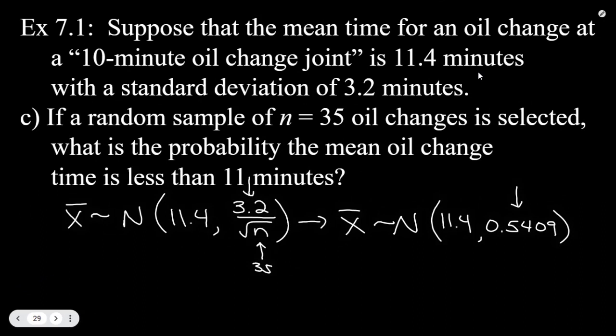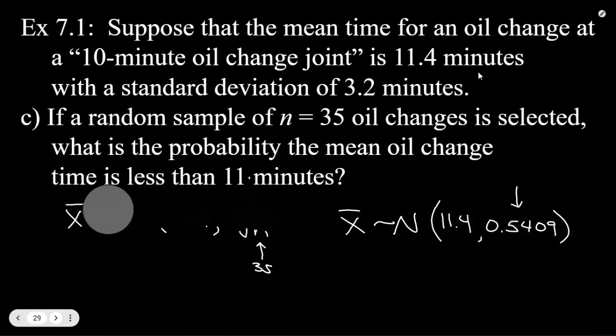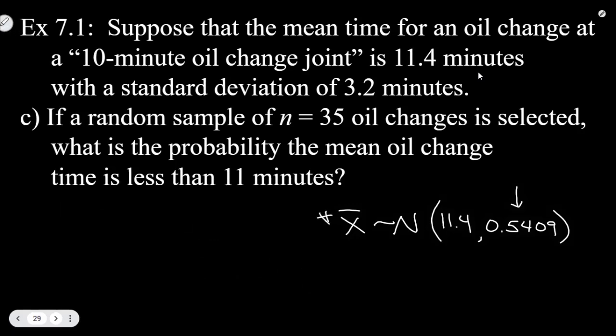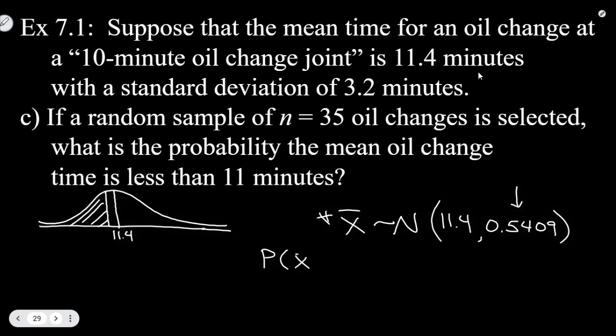Now looking at part C, if a random sample of n equals 35 oil changes is selected, what is the probability that the mean oil change is less than 11 minutes? So what I'm going to do is erase the original values that we had written here. We're going to use the updated values with n equaling 35, and we will draw a quick picture here so we can see what's going on. And we're going to have 11 minutes. Notice the mean is 11.4, and we want to know, what are the chances that we're going to get less than 11. So writing this in probability form, what is the probability that a sample mean of 35 is going to be less than 11 minutes?